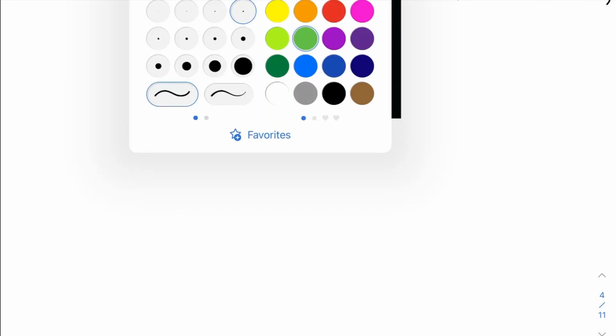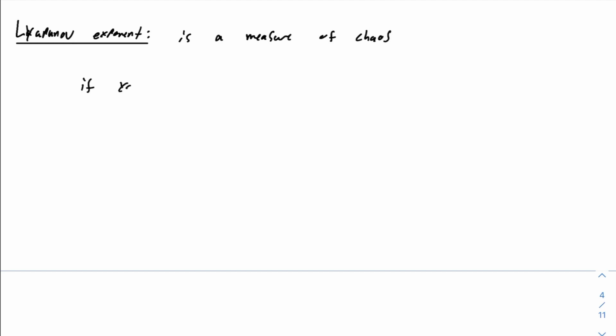And the last thing I wanted to talk about is the Lyapunov exponent. Probably butchered that spelling. It is a measure of chaos again. So if your Lyapunov exponent, I'll just say L exponent, is greater than 0, then you have chaos. And that's really cool. Basically it's a measure of how different each iteration changes.